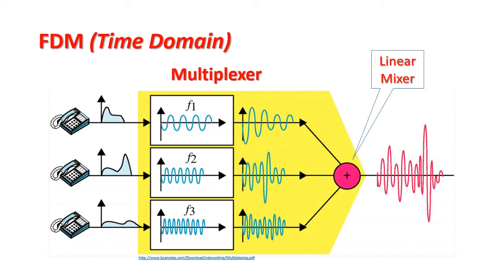So it's a relatively low frequency compared to F2 and F3, but it's actually a high frequency signal compared to the original voice signal. The same thing with the second telephone, it is modulated by F2, and lastly, the third telephone is modulated by F3, which is the highest frequency of all the carriers. And then the signals will be placed into a linear mixer, which acts as the multiplexer that combines all three signals into one output.